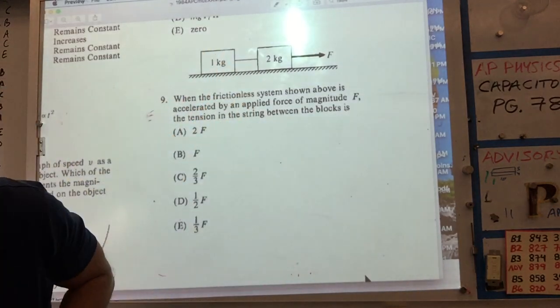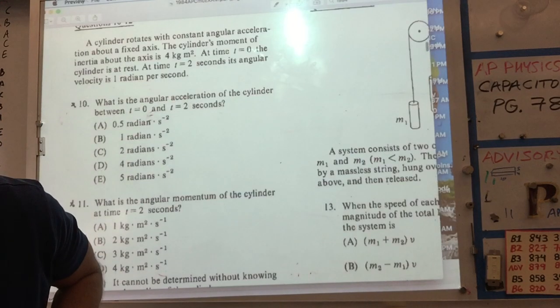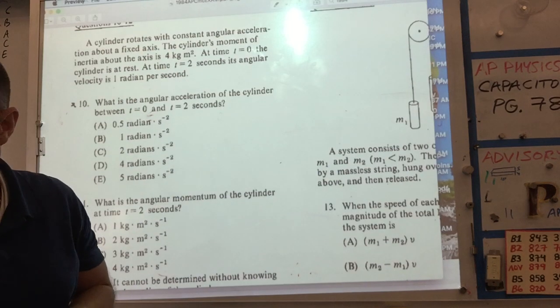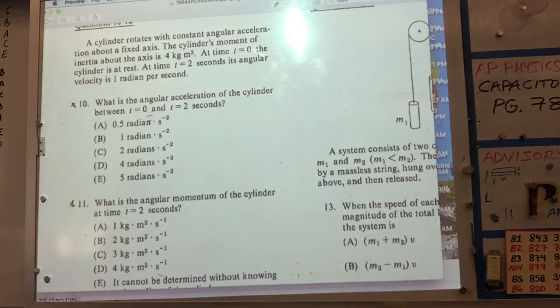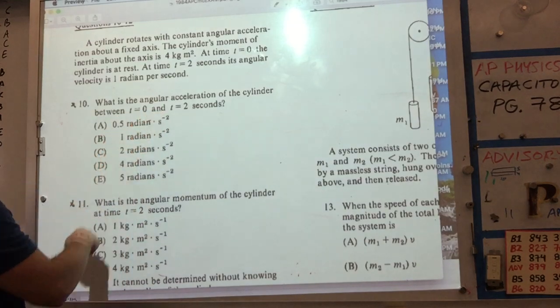Already on number 9. Let's see what's next. Next page. 10 to 12, it's a bunch. Let's see. Cylinder rotates with constant angular acceleration. Okay, this is rotational kinematics probably. The cylinder's moment of inertia is 4 kilograms times meter squared. Starts at rest. 1 radian per second at 2 seconds. It wants to know the angular acceleration between 0 and 2.